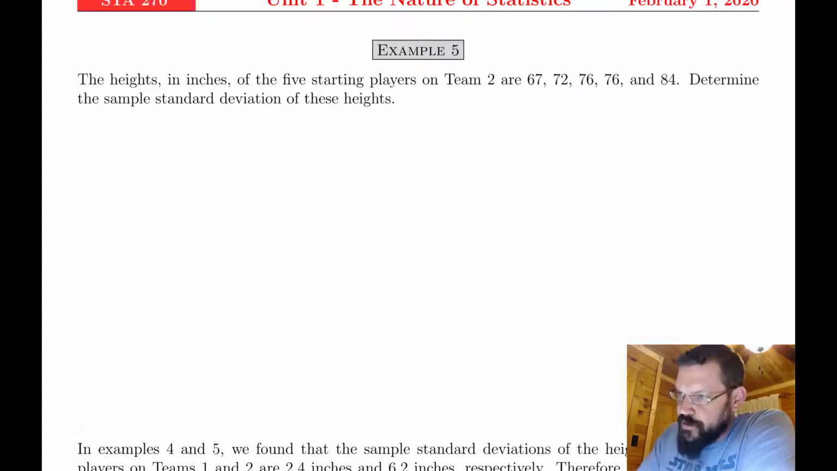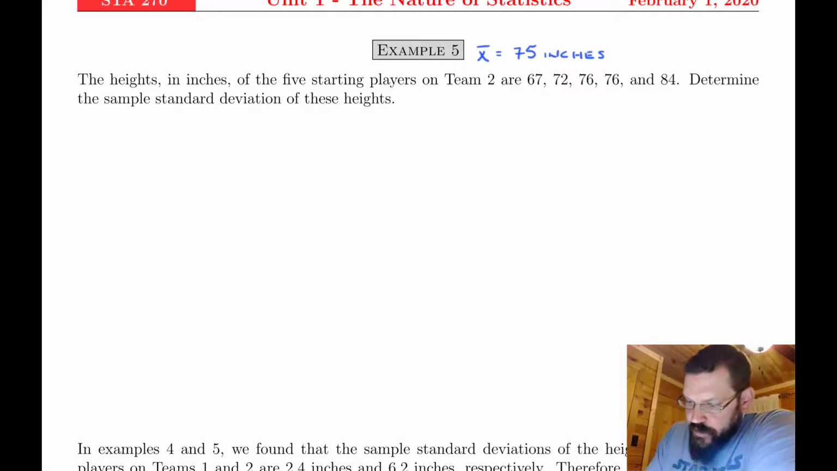And just recall from the beginning of our notes that X bar, or our mean, is 75 inches. We need to know that before we can continue with this problem. So in this example 5, we're going to compute the standard deviation for team 2. One of the things that my stats professor taught me a long time ago is if I make a table, things become a lot easier, and I'm going to show you how she showed me to do this as well.